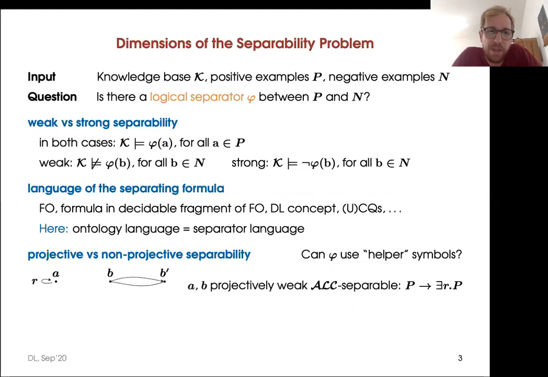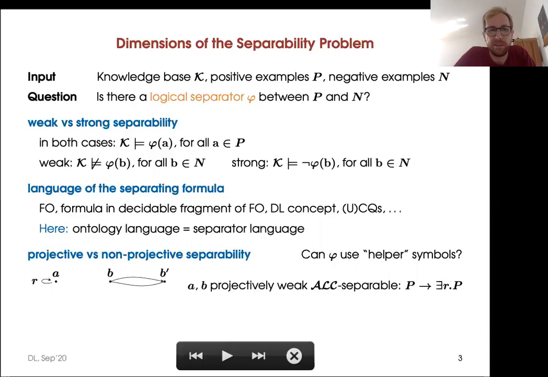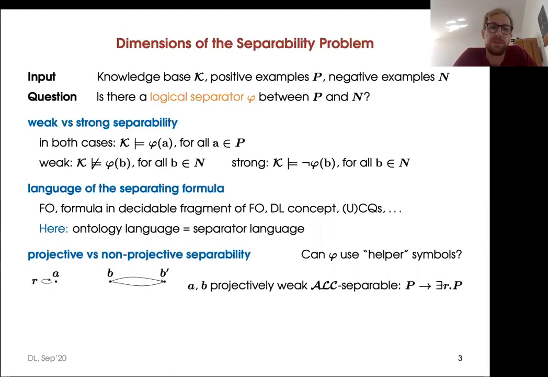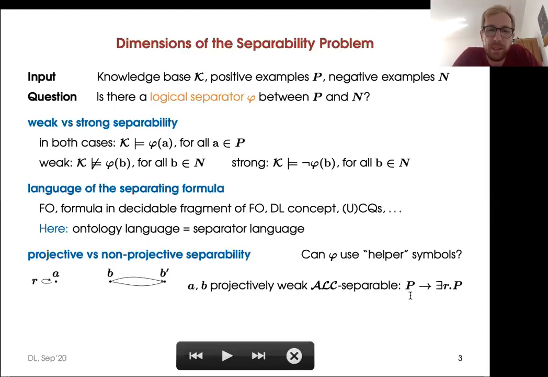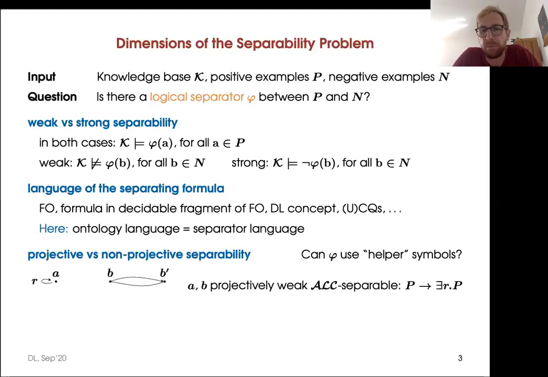Another dimension is whether you admit helper symbols in the separating formula. If you do so, then this would be projective. And if you don't, then this is the non-projective case. And this really makes a difference. So I have this very small example. We have an empty ontology, and this is the database. Then it's easy to see that A and B are actually bisimilar. So there is no ALC concept that separates them. But if you admit symbols that are not in the database, for example, a unary predicate P, then A and B are separable by this concept.